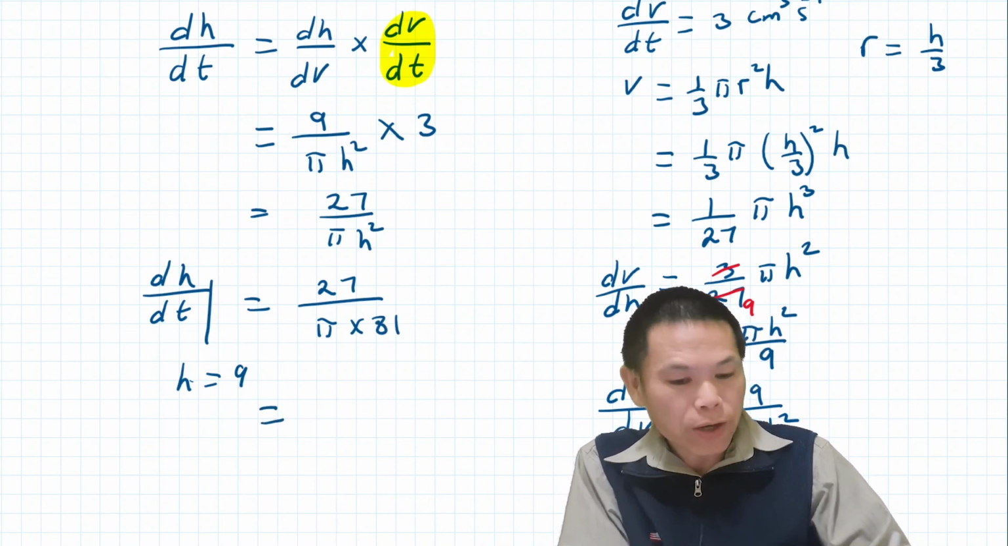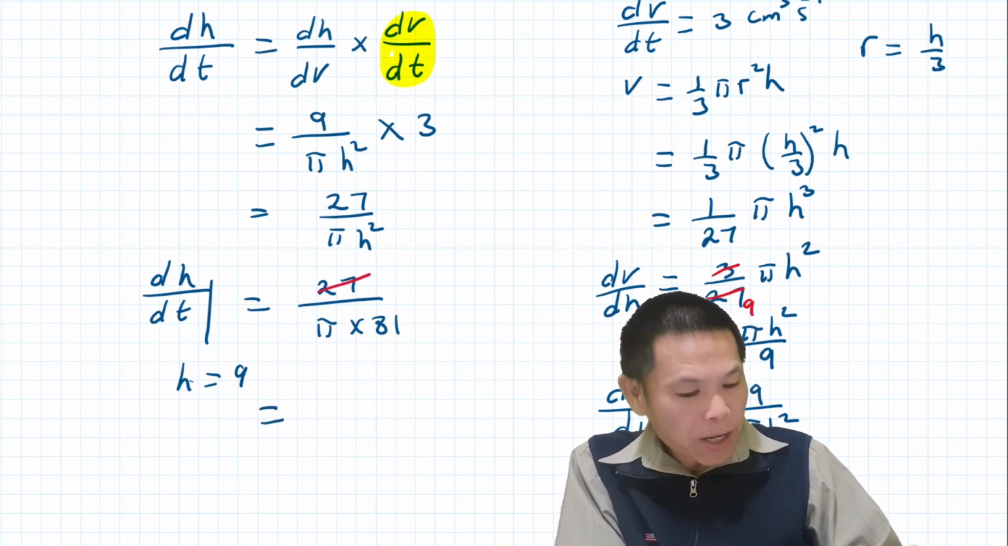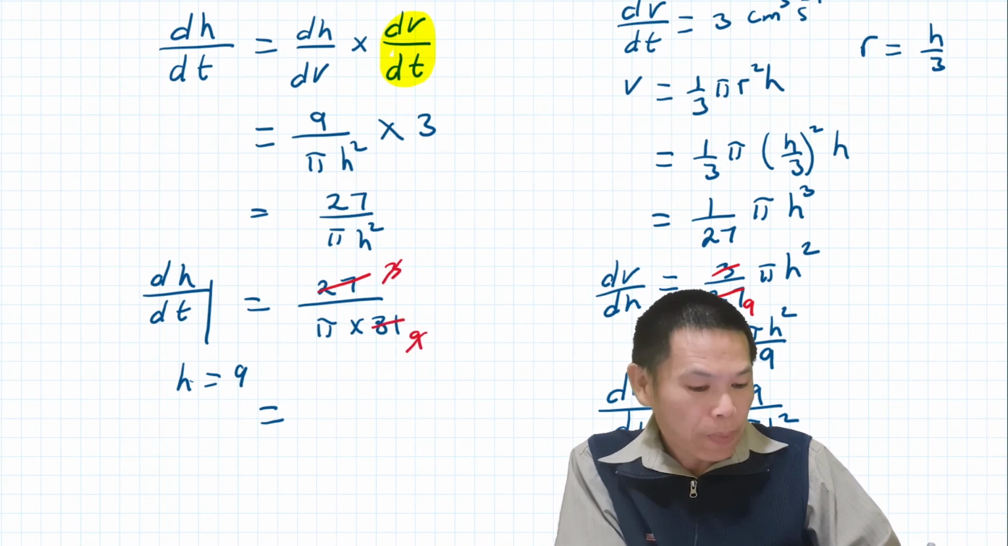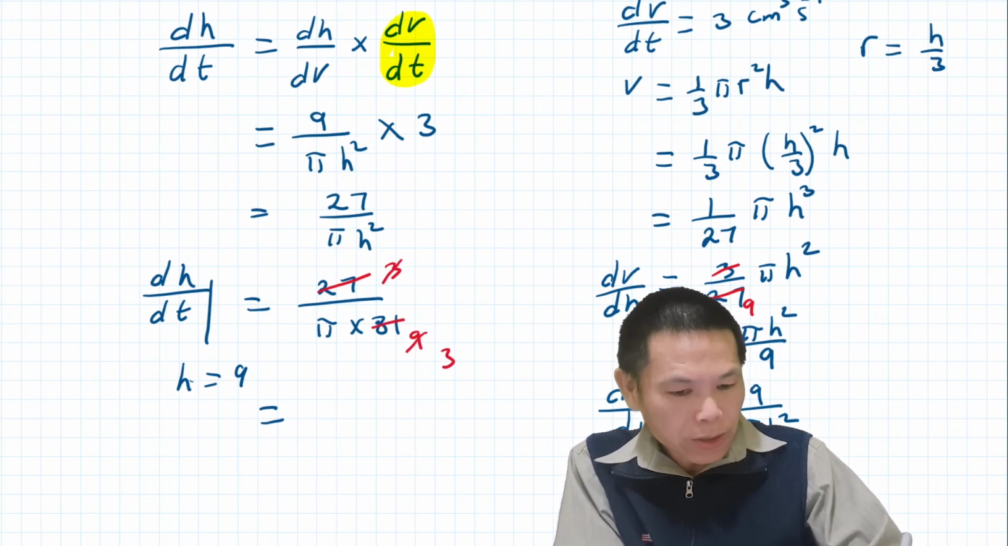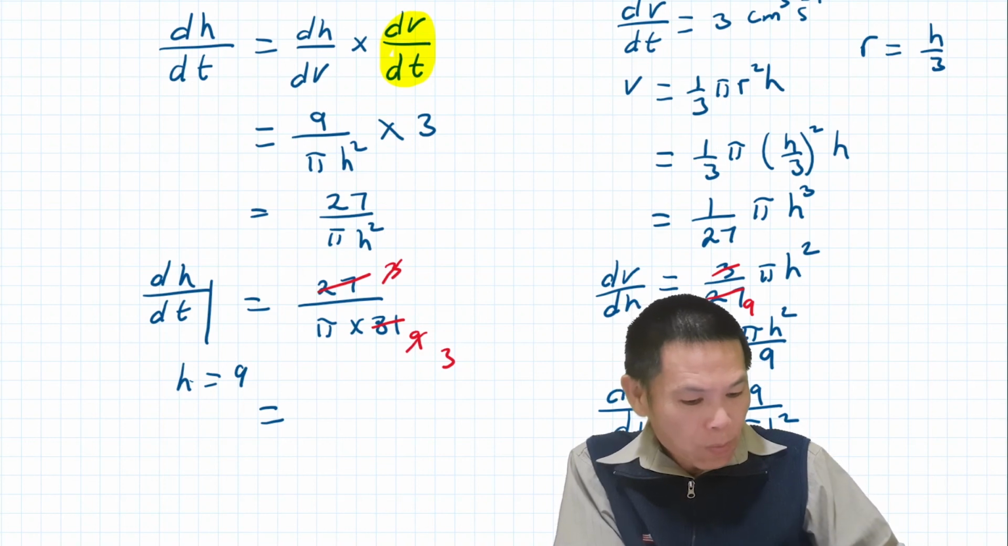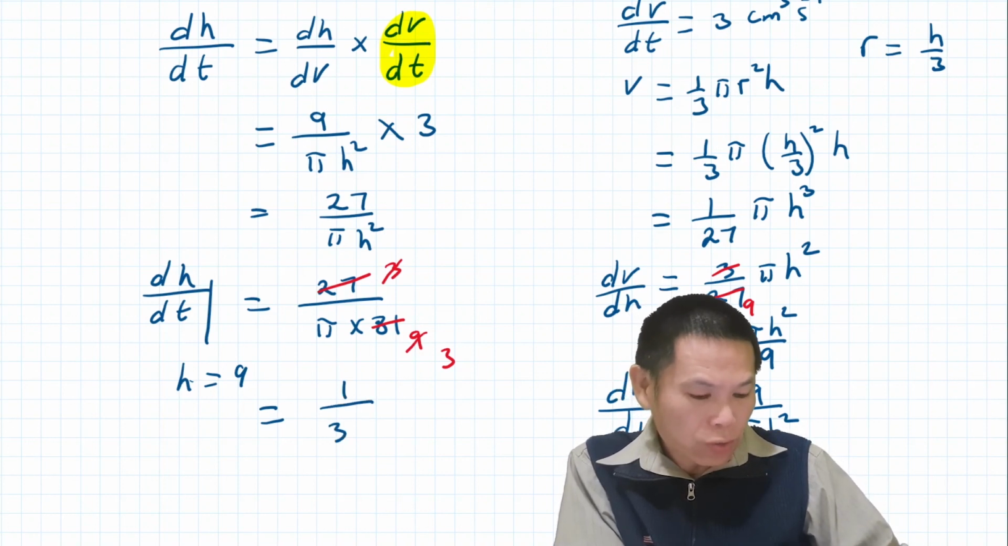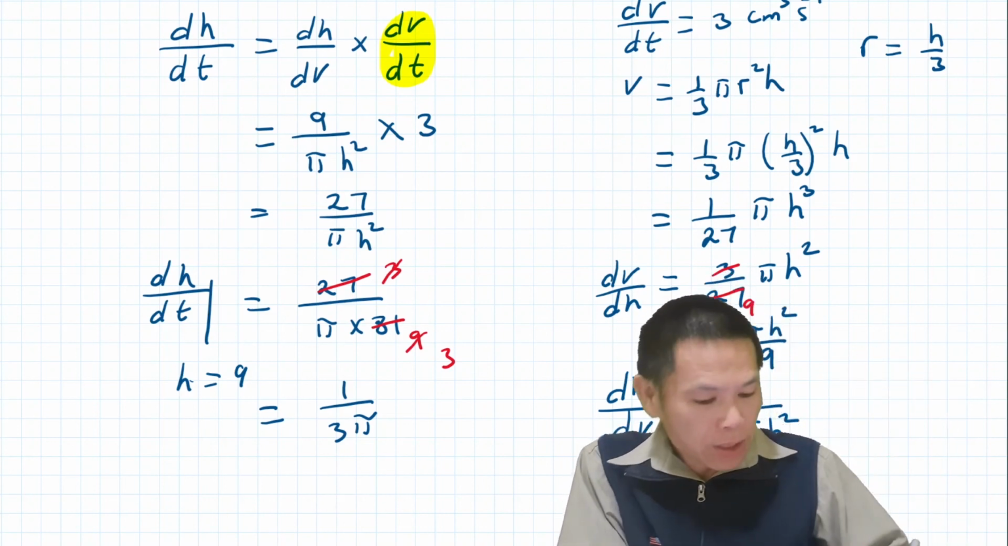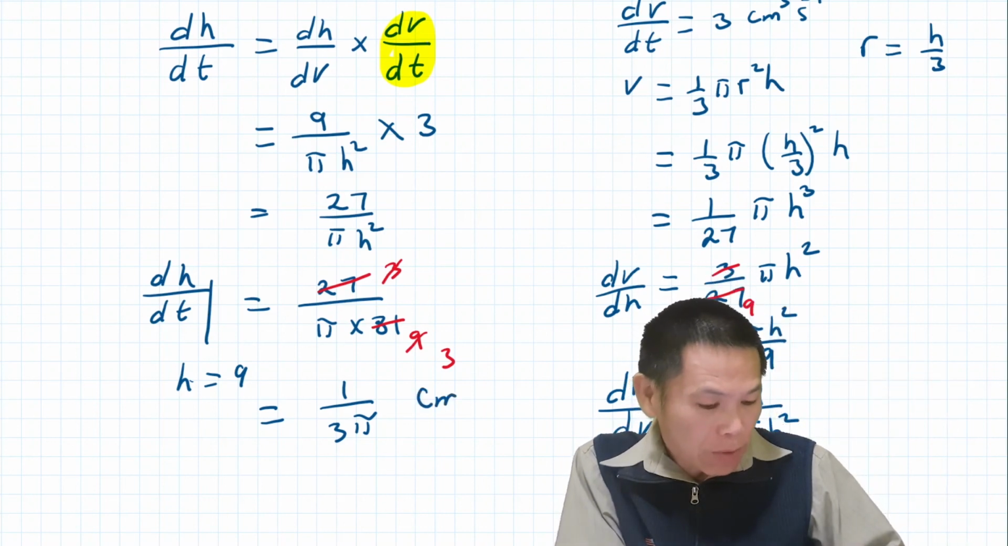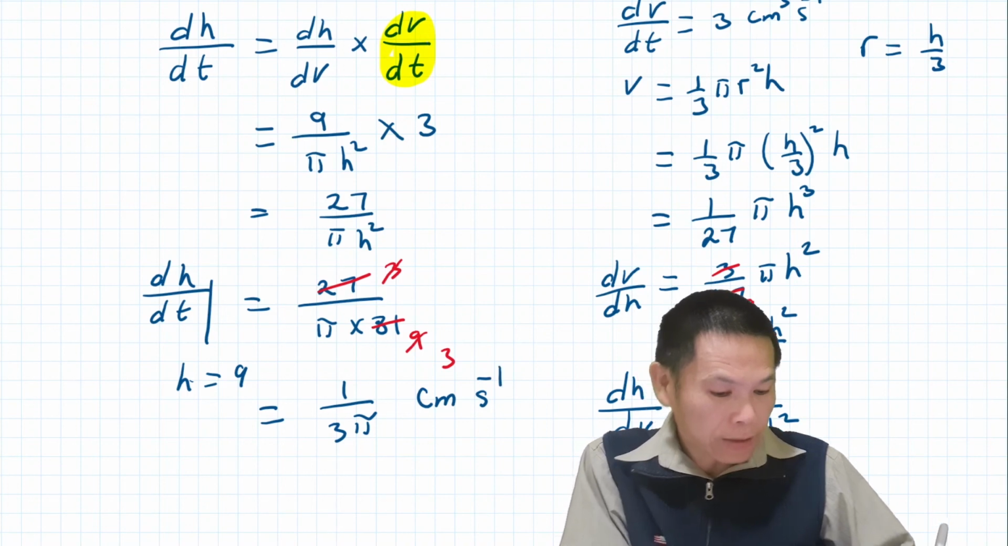And we just simplify this. If I divide by 9, that gives me 3. Divide by 9, that gives me 9. Cancel this out, gives me 3. So the answer is 1 over 3π. Because it's in centimeters, it is centimeters per second.